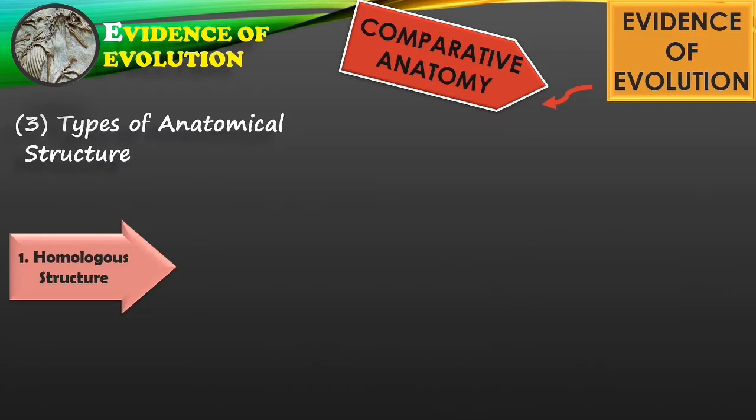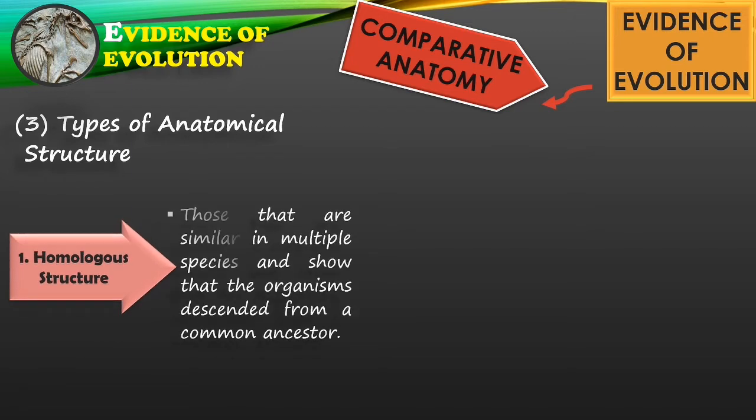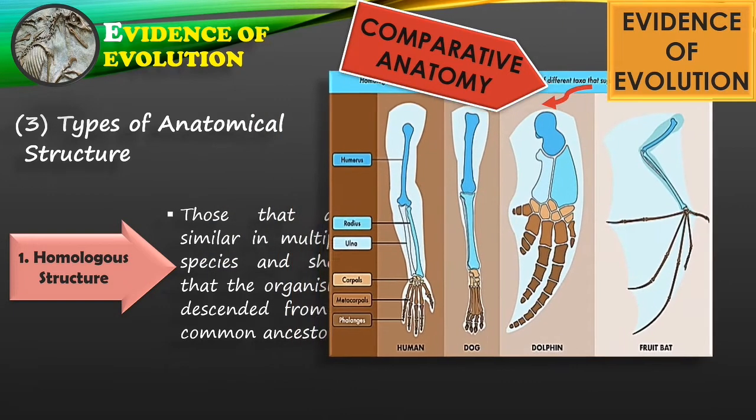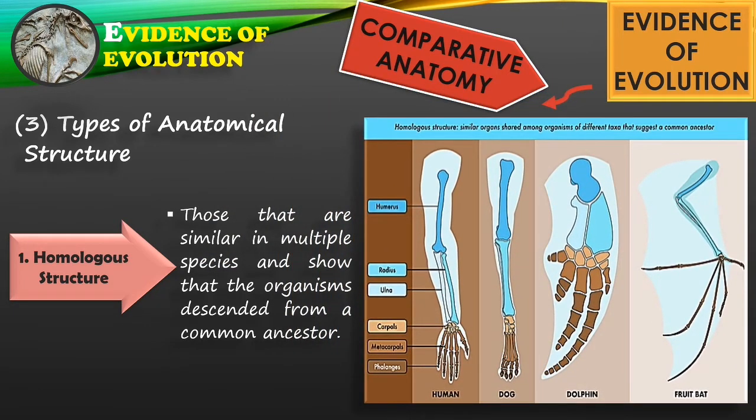There are three types of anatomical structure. One, homologous structure. Those that are similar in multiple species and show that the organisms descended from a common ancestor. But it does not mean that the bodily structure will always have the same function. For example, four-limbed in mammals: bats, whales, dolphins, dogs, cats, humans, and other mammals have similar four-limb patterns. Although they look different on the outside, they are anatomically the same on the inside.